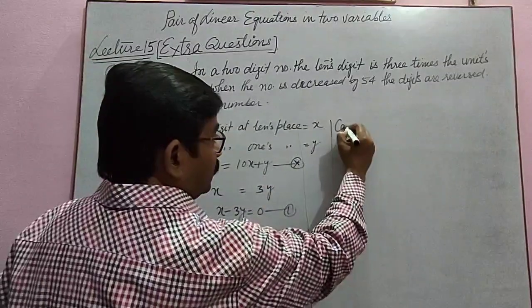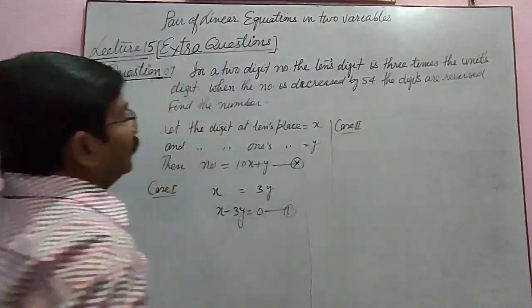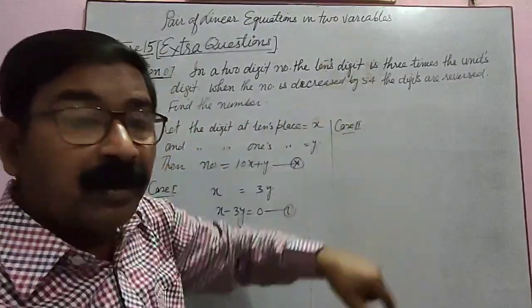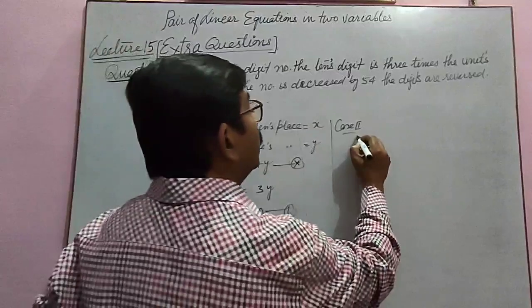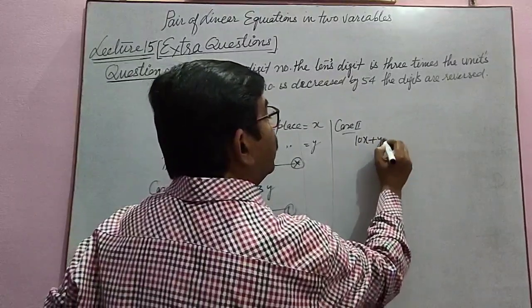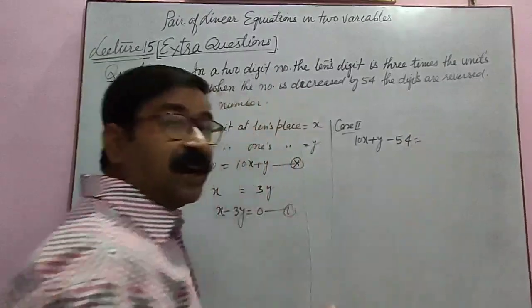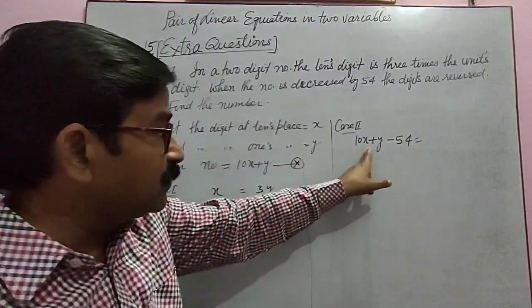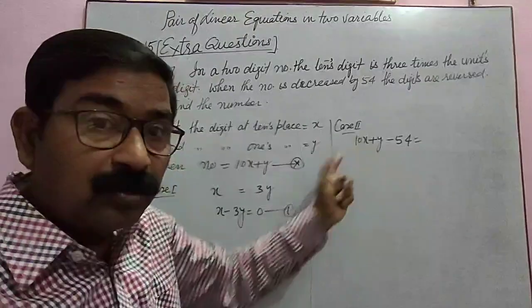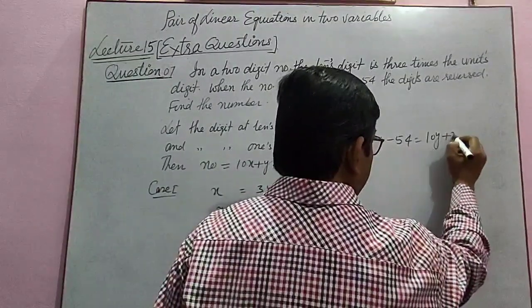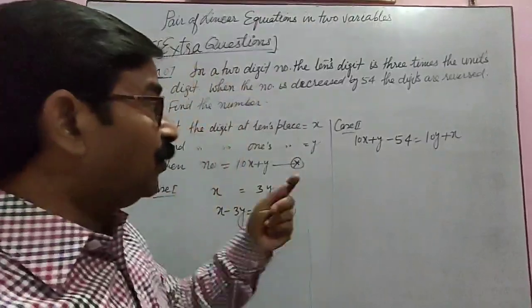Now in the second case, what is given? If we decrease the number, means 10x plus y, by 54, its digits are reversed. Means x comes in place of y and y goes in place of x. So it becomes 10y plus x. Is it? Now form the equation.